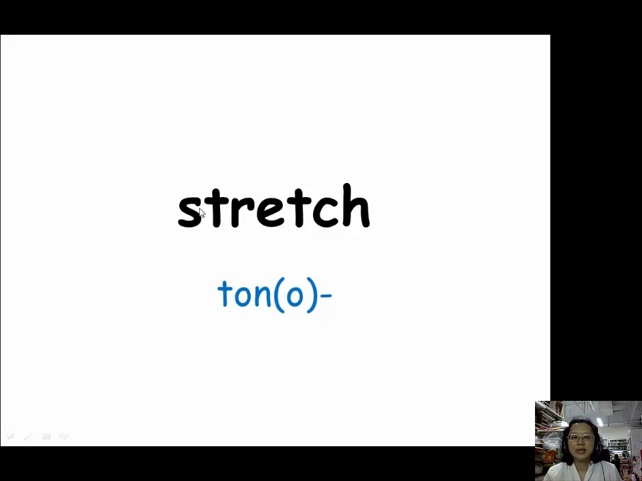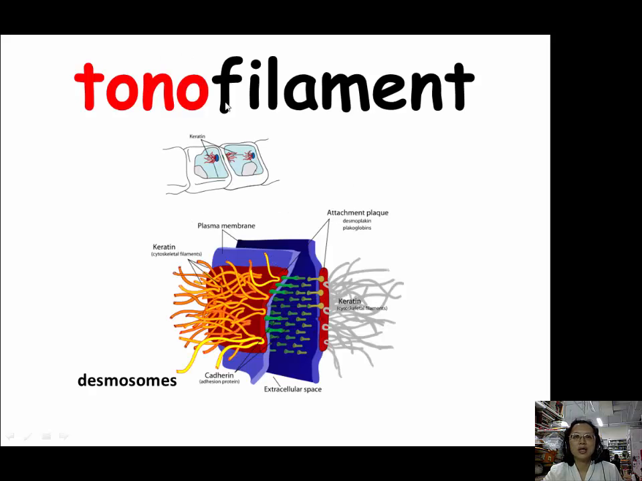When we want to describe a phenomenon related to stretch or tension, we use this prefix, tono, T-O-N-O. Our example for tono is tonofilament. Tonofilament is an intermediate filament composed of cytokeratin and occurs in the epithelium cell, particularly those of the epidermis. Tonofilament participates in the formation of desmosomes.